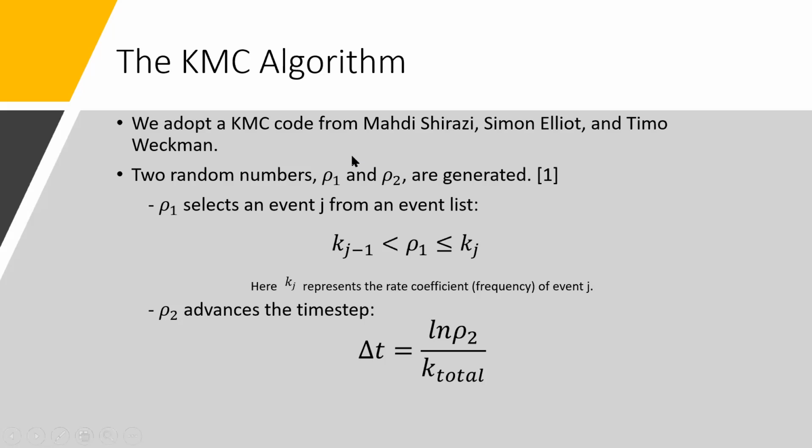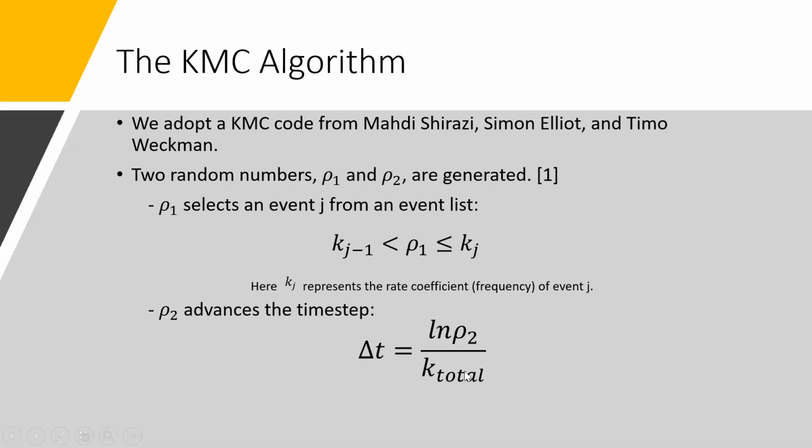KMC works by generating 2 random numbers, rho 1 and rho 2. Rho 1 selects an event, J, from an event list. Basically, rho 1 helps it pick an event that has a rate coefficient K that is just higher than it. The rate coefficient represents the frequency of how often that reaction should occur. The second random number, rho 2, advances the time step.